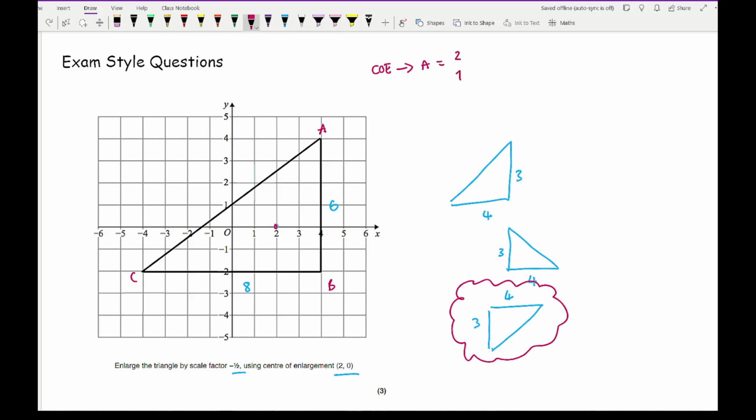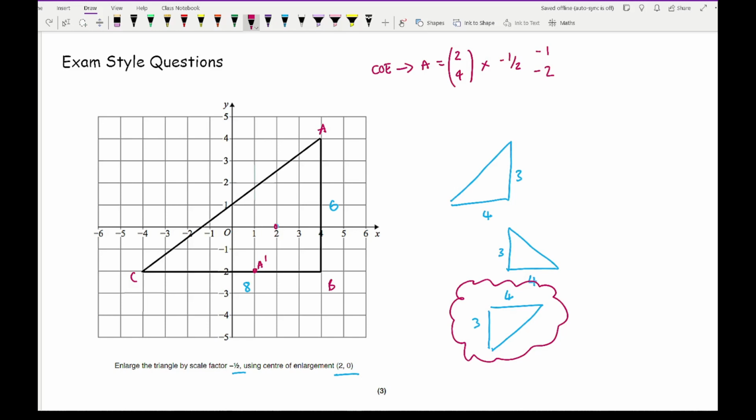So it's 2, 4. So then if I multiply that by -1/2, that's going to become -1, and that's going to be -2. So from that, all we then need to do is plot where A dash is going to be. So we're going to go 1 to the left and then 2 down. So that's going to be here. So this is where A dash is going to be.